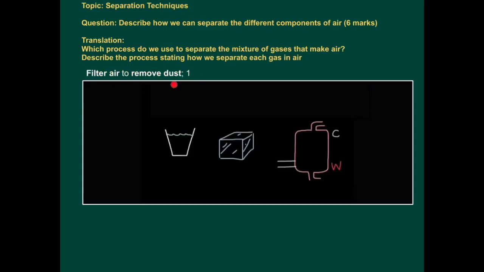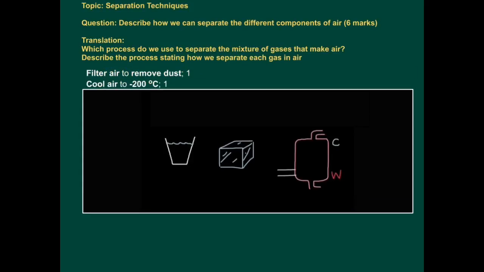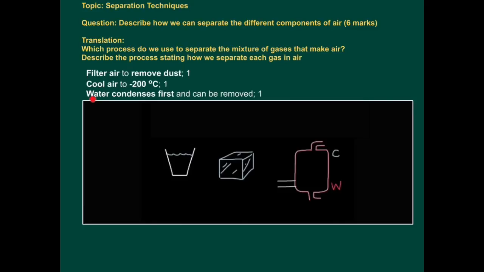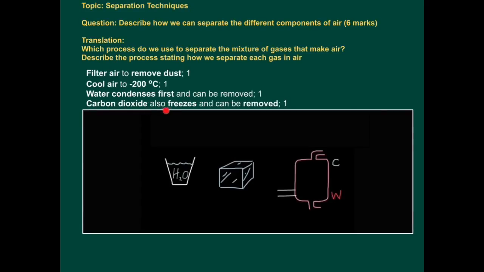Well, firstly, you have to filter air to remove the dust. Then you have to cool the air down so it becomes liquid, so cool it to -200 degrees Celsius. As you cool it down, water will condense very quickly and it can be removed, so it becomes a liquid from a gas and we can get it that way. Carbon dioxide will also freeze as we cool the air down and can be removed as a solid, so we can see carbon dioxide being removed.